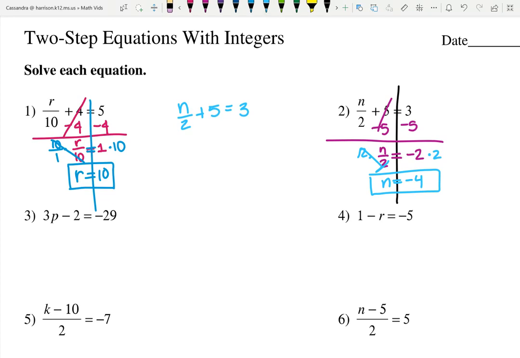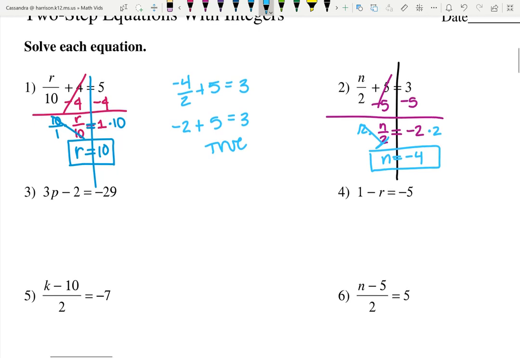So I'm going to replace the n with a negative 4 and see if it works. Negative 4 divided by 2 is negative 2 plus 5. 2 steps back, 5 steps forward is 3 steps forward. Love it. Cool. True. All right, so we're good with number 1 and number 2. I suggest going to try all of the problems like that.